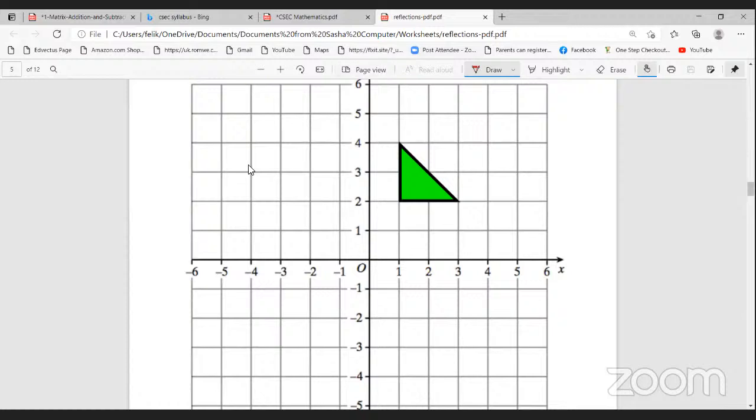So this is the x-axis. Let me just draw that line. So this is the x-axis right here. And we must know this. We should know this. X-axis. And then I'm going to put the y-axis in red. All right.